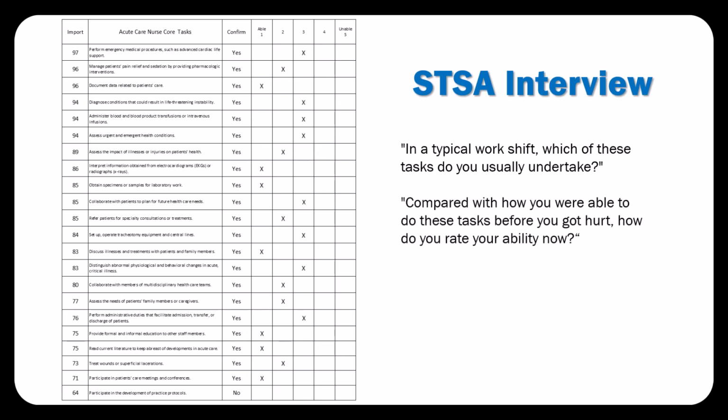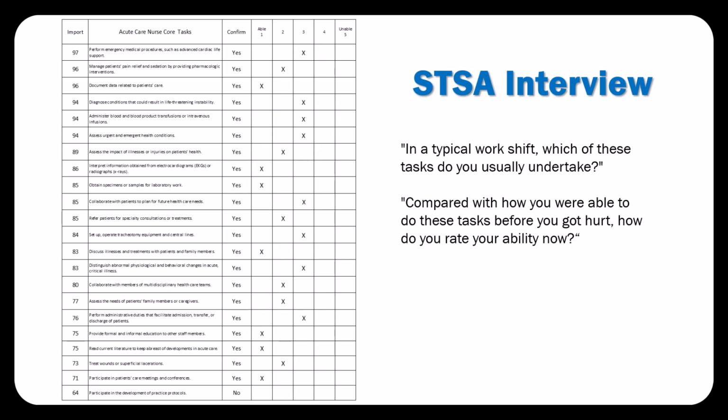The next step in the STSA interview is to ask, compared with how you were able to do these tasks before you got hurt, how do you rate your ability now? This is Joanna's self-perception, her own appraisal of her abilities based upon the few days she had at work that she struggled with. And you can see that Joanna was able to do about a third of the tasks without any limitation. She had slight limitation with about a third of the tasks, and moderate limitation with about another third of the tasks.